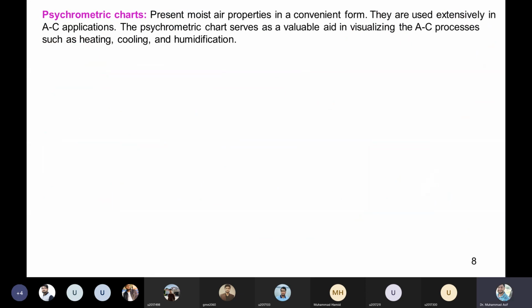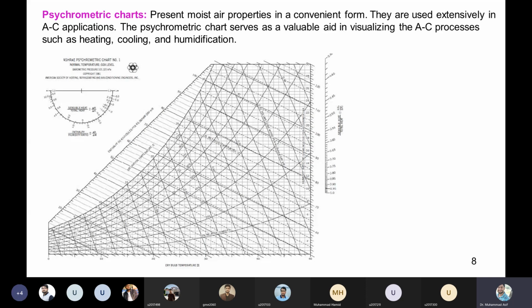And then all these fundamental parameters that we discussed in the previous slide, we can also calculate with the help of one chart. That chart is called a psychrometric chart. Psychrometric charts are used to analyze air conditioning processes and the properties of moist air. I think you are also familiar with the psychrometric chart. As you can see, this chart is available in the appendix of the book, Appendix C.